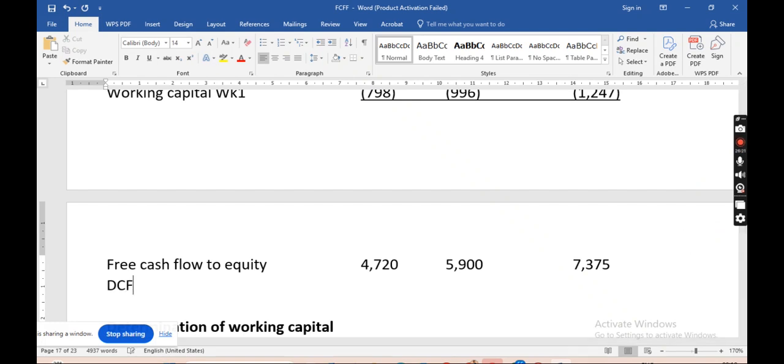So you can say DCF. You use the cost of equity to discount. When you discount, you have your present value, which is the value of the business. So please, assume that this is year one, this is year two, and this is year three. So what is the DCF for year one?